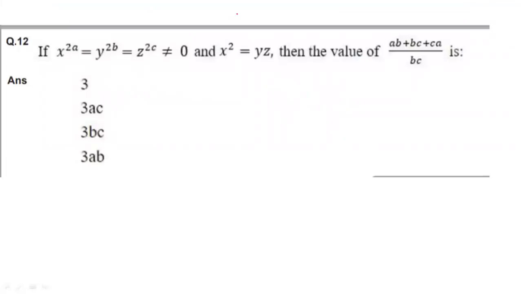x power 2a equal to y power 2b equal to z power 2c, find x square by yz. Whenever this type of question is given, verify if we can take x equal to y equal to z. Yes, we can, because there is no exception for it. And also we can take a equal to b equal to c because he's not saying that they are not equal. So when I take a equal to b equal to c, the expression becomes a square plus a square plus a square by a square, which is 3. So obviously 3 will be our answer. Go to the next question.